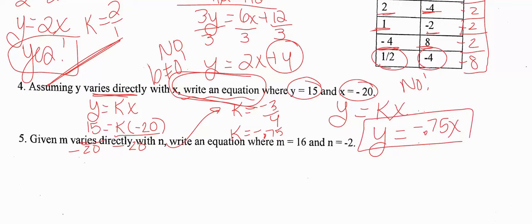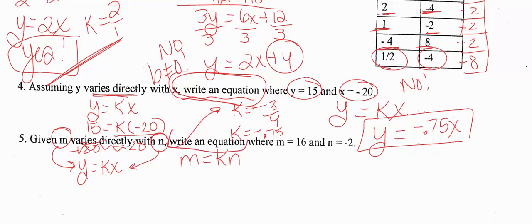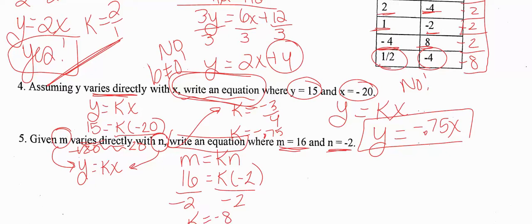And if I look at number 5, number 5 says, given m varies directly with n, so I instantly write this on my paper. I notice I have different letters. Because m comes first, it goes to y, and then n goes to x. So I'm going to rewrite this and say m equals k times n. It says write an equation when m is 16 and n is negative 2. So m is 16, n is negative 2. I'm going to divide by negative 2, so I get k equals negative 8.